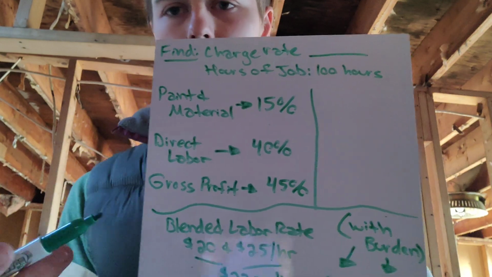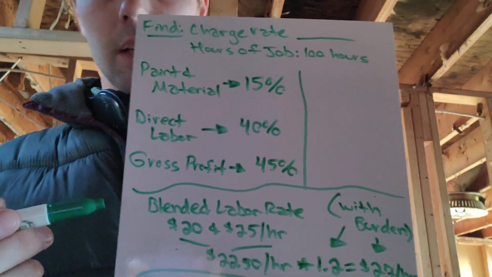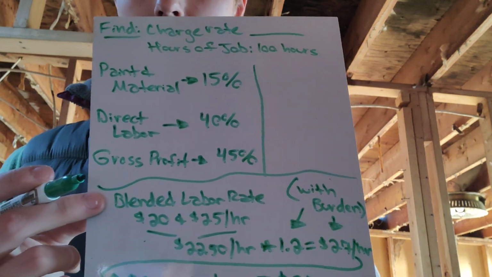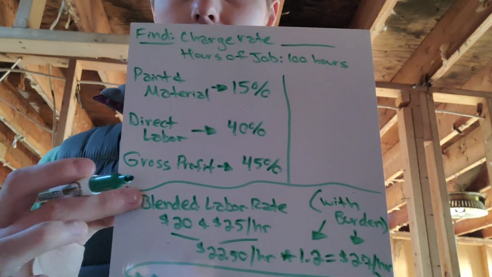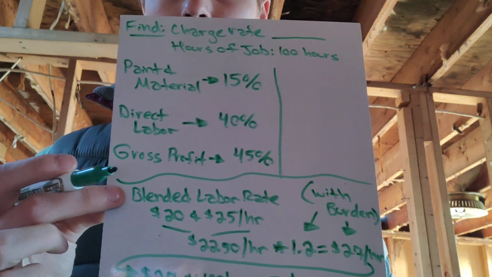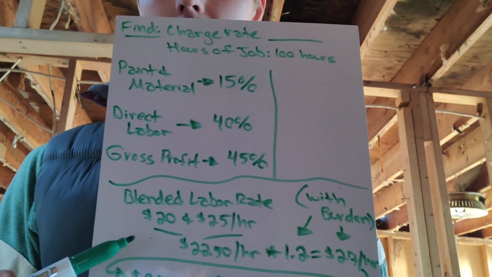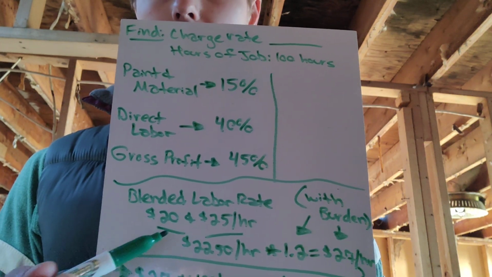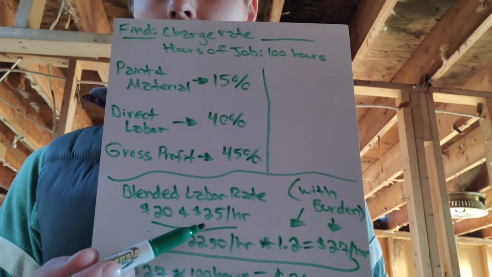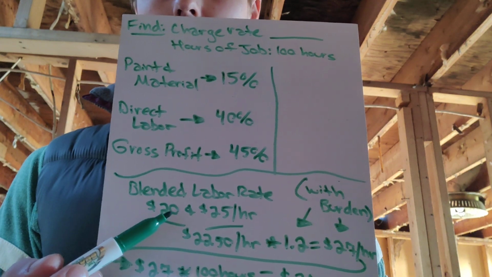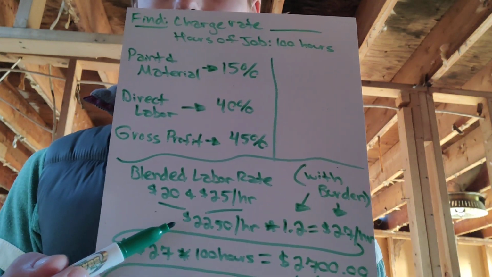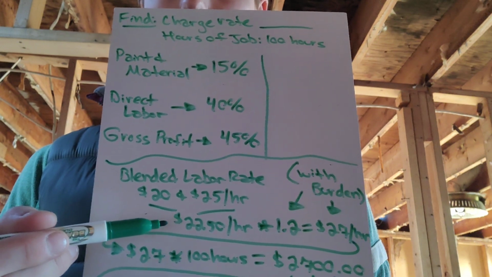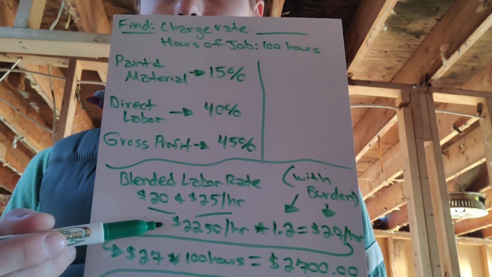What I did down here is basically the first place you have to start. You're going to try to find your blended labor rate. Let's say you have a team of two, and you have one guy at $20 an hour and another guy at 25. You're going to take the average of these two. You add them together and divide by 2, and that gets you 22.5. That's your blended labor rate for that team.